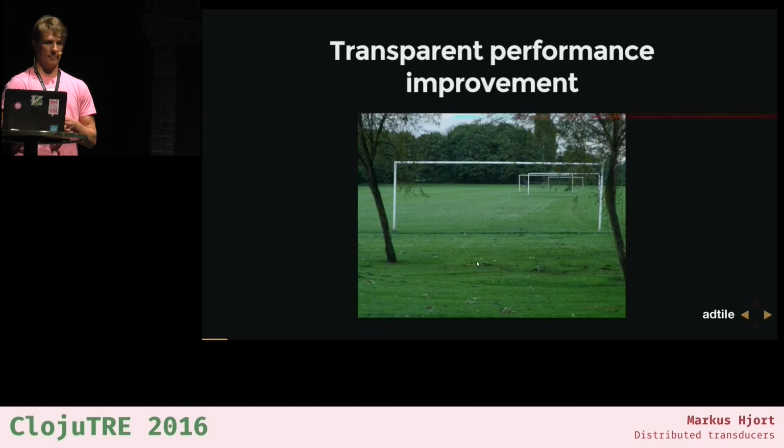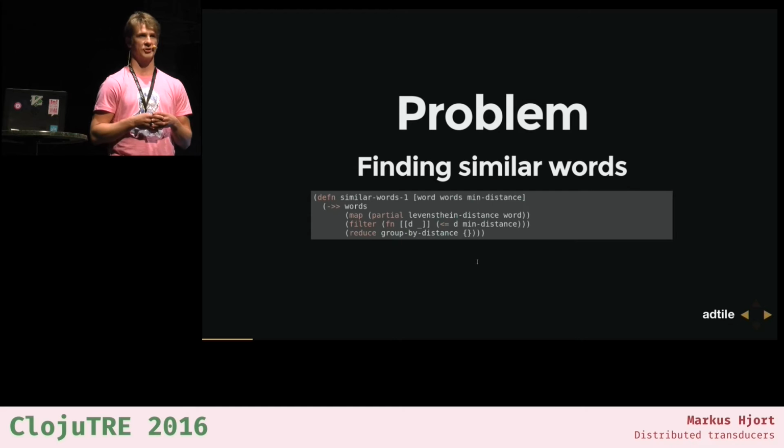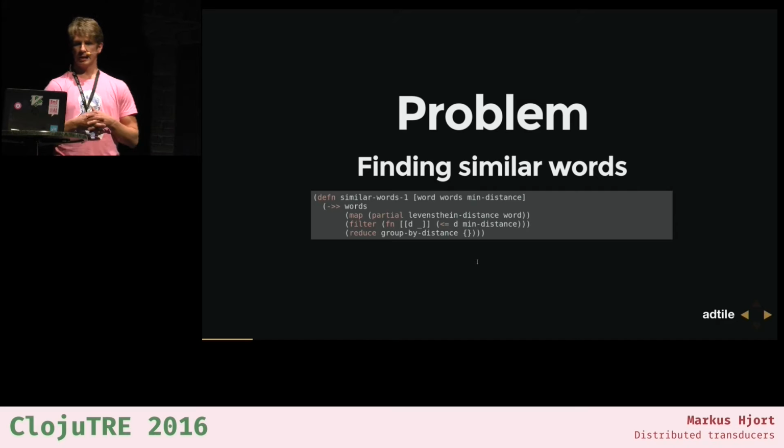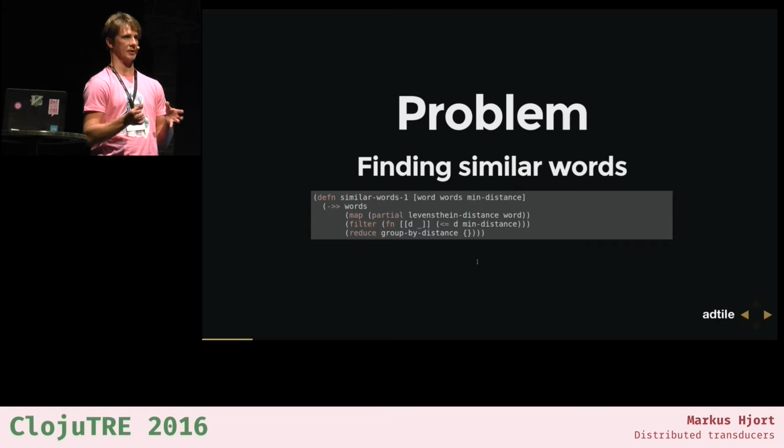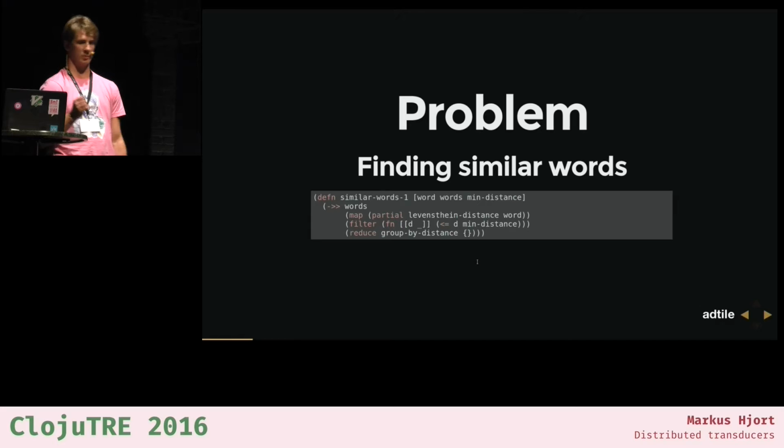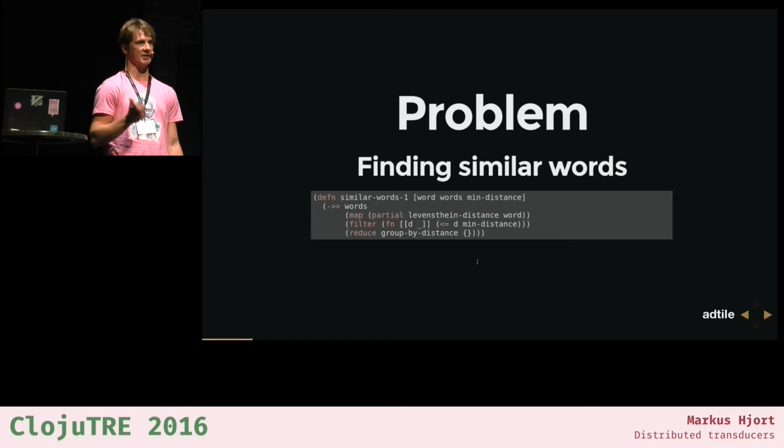For this we need some kind of a problem to solve, and I chose this similar words problem. So the idea is that given a word, we can compare the word to a list of words and then get a list of words that look similar. So this starts with words. And then here we have a function map that calculates the Levenstein distance between the given word and this one word.